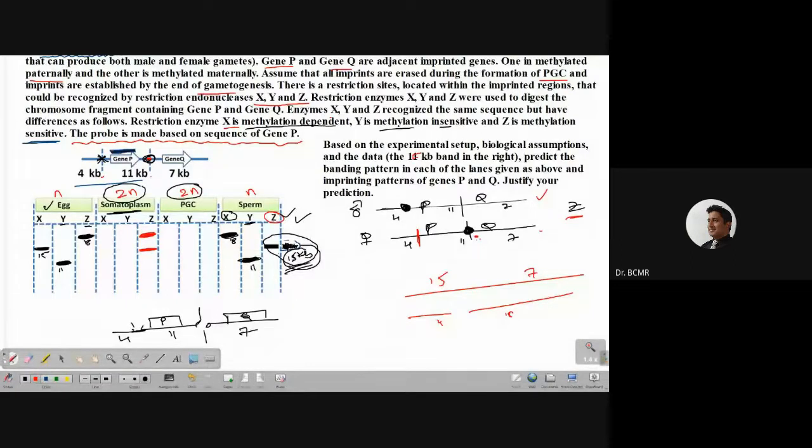Okay. Yes, sir. Ritika, can you help me with Y and X? I will try, sir. Yes, tell me.